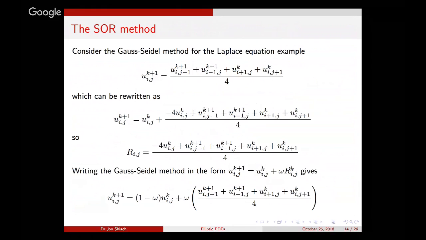Let's say omega is less than 1. So let's say omega is a half. We'd have a half times our current estimate plus a half times our Gauss-Seidel estimate. What if omega is 1.5? We'd have minus a half times our current estimate plus 1.5 times our Gauss-Seidel estimate. So that value of omega is used to sort of tune it. It's used to sort of speed it up a bit. And that's the SOR method.